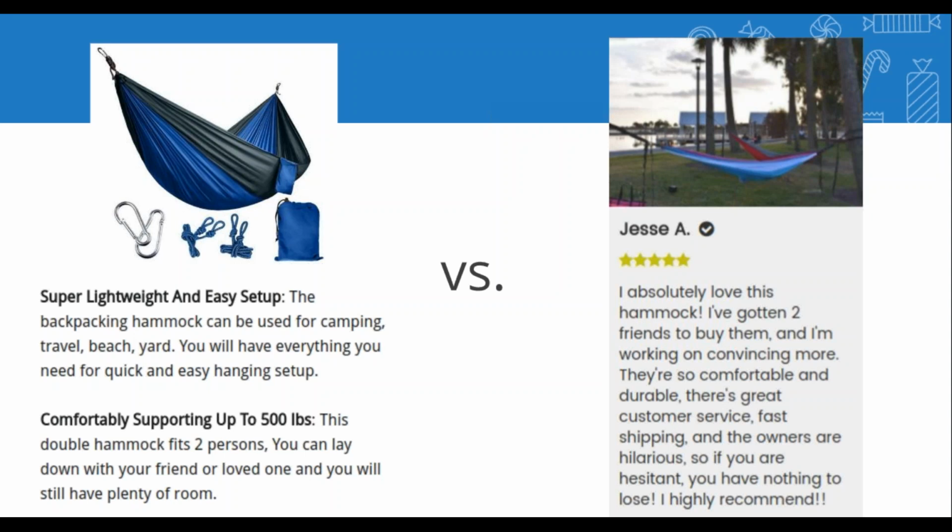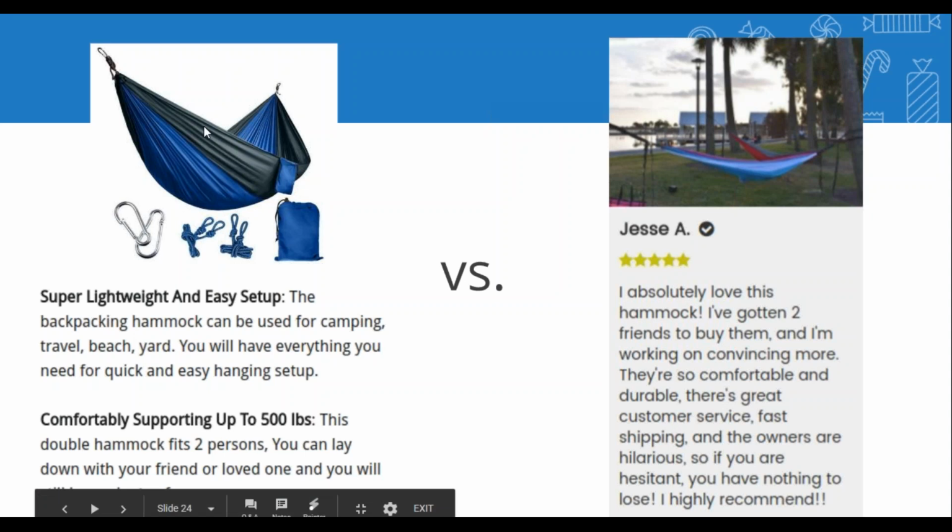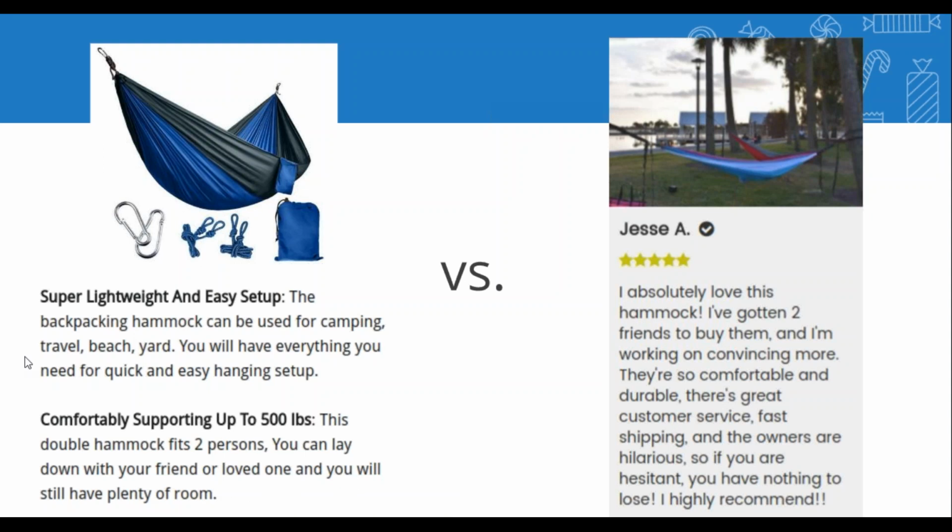All right, so most of you said the right side, the review, because it's a review. But let's go over some of the details of these two sides: the content marketing side, which is the product picture and the product description, and the review on the right side. The left side is a professionally taken picture, perfect lighting, perfect setup. The products are in order, perfectly folded. You have the hooks, the strings, the bag, everything.